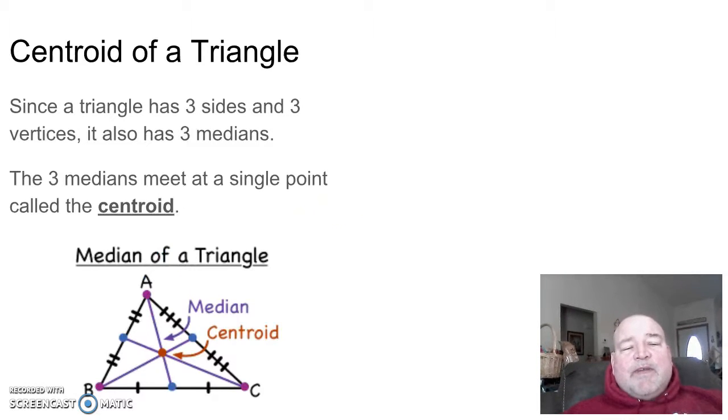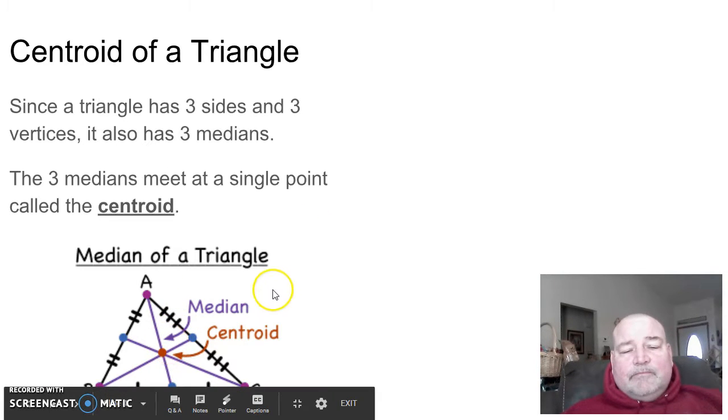Since the triangle has three sides and three vertices, it also has three medians. And the three medians will meet at a single point that's called the centroid, as you can see here.